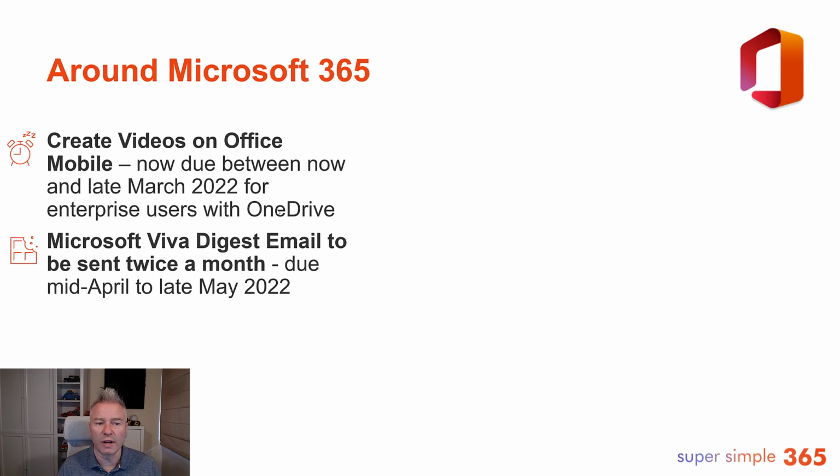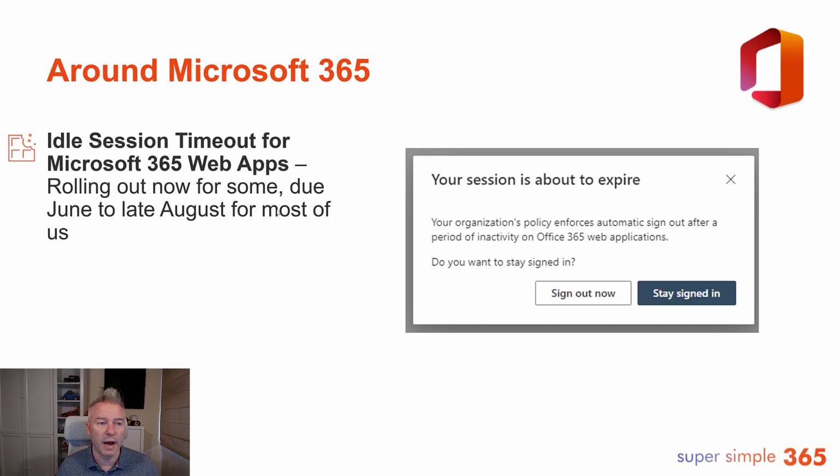The Microsoft Viva Digest email is going from once a month to twice a month, middle of April into late May. And I wonder whether this is sort of related to that account switching one I previously talked about.